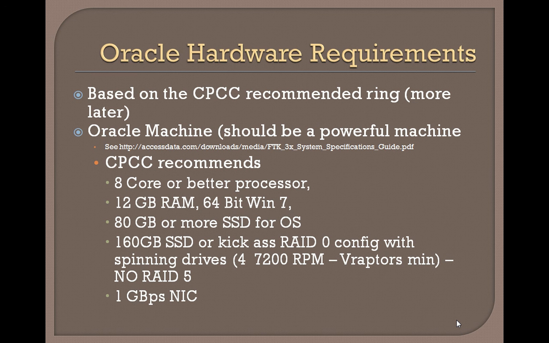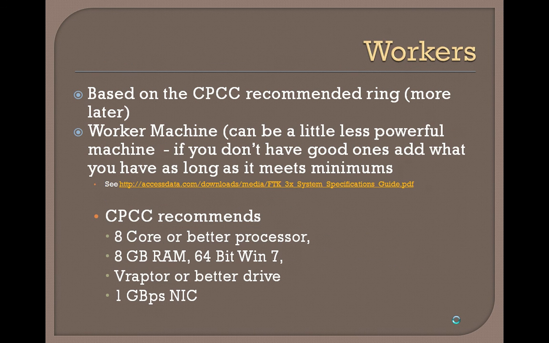Do not do RAID 5. If you put parity on this, it's going to slow it down tremendously, and it's not going to work well. So don't do it. RAID 0 with at least 4 drives if you're using conventional spinning mass drives, or if you're using a solid state drive, you're going to be better off. So we recommend solid state wherever you can do it.